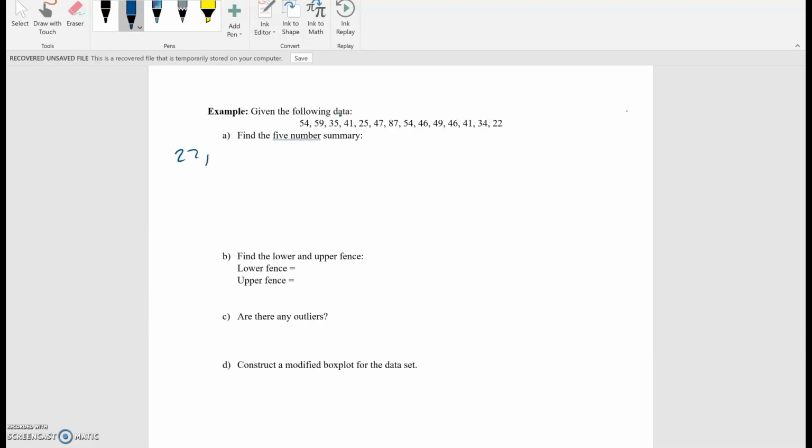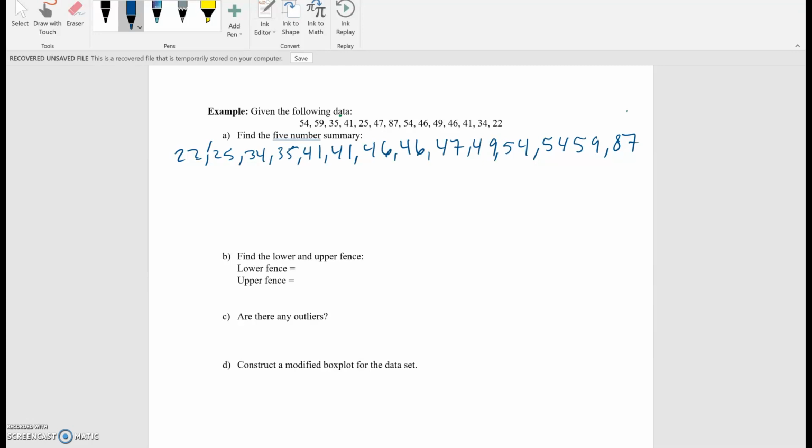So the first one is a 22. Then we have a 25, then a 34, a 35, a 41, a 41, a 46, a 46, a 47, a 49, a 54, a 54, a 59, and an 87. I hope I got all of them. 1, 2, 3, 4, 5, 6, 7, 8, 9, 10, 11, 12, 13, 14. Okay, so I think I got all of them.